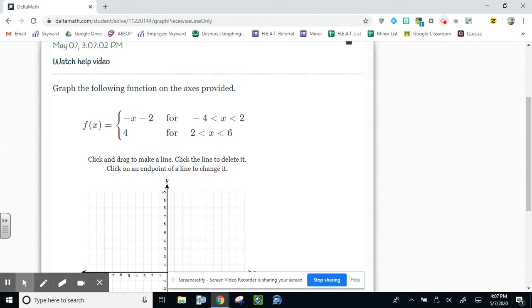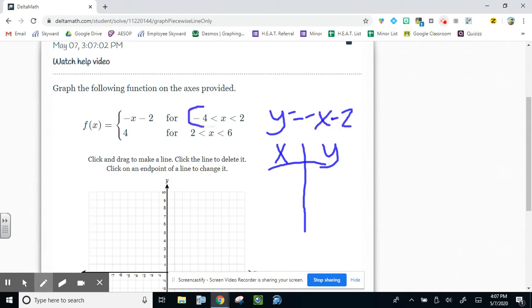So here's what I would do. Best way to do this, get a table of values. So you're going to do two different tables of values, one for each function. So for the first one, we have y equals negative x minus 2. And in this one, they're giving us 2 points. So that's what we're going to do. We're just going to use those 2 points and plug them in to our equation.